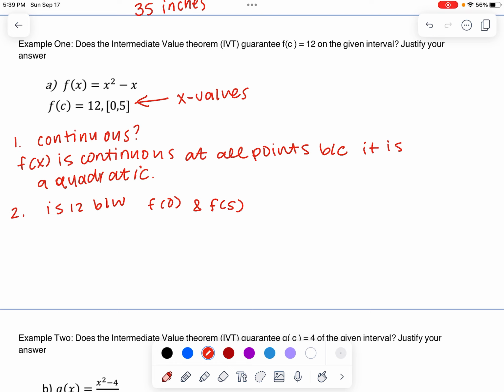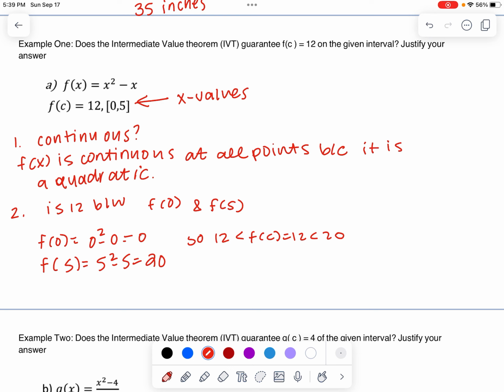So first I'm going to find f of 0. To find f of 0, I just plug it into the equation. The equation is x squared minus x. So I'll do 0 squared minus 0, which equals 0. And then I have to do f of 5, and that equals 5 squared minus 5, which equals 20. And so this condition is also met because 12, which is f of c, is less than 20, and greater than 0. So this condition is also met.